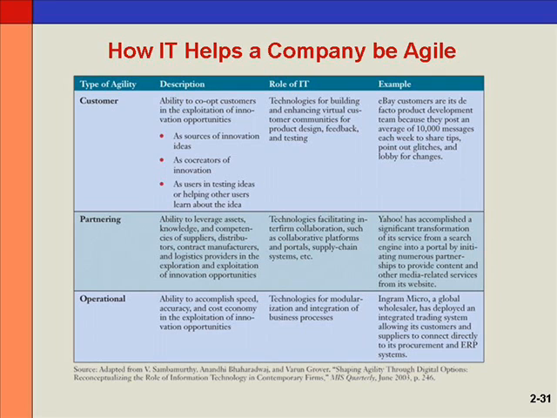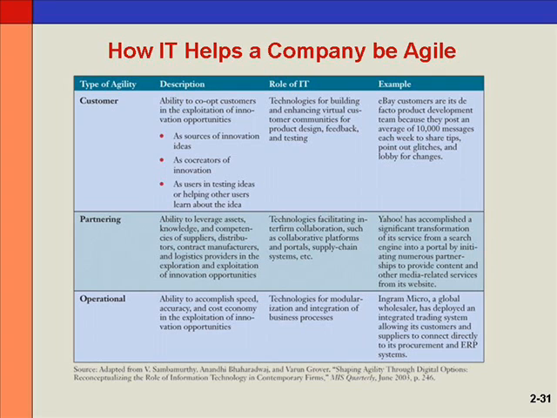This is an interesting chart, very dense with text. You might want to look in the book for this one. But an agile approach to your customers. They use eBay as an example. eBay customers are a de facto product development team because they post an average of 10,000 messages each week to share tips, point out glitches, and lobby for changes.